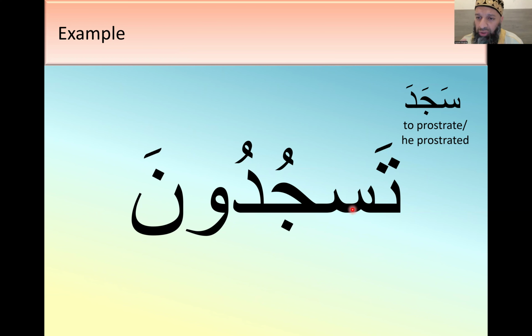Where is the you in this verb? Excellent. That is the you. Where is the he or they? What would it be then, if you're going to say they prostrated? Excellent. So the ya would have made it into, they did it. But tasjuduna, you all prostrate.